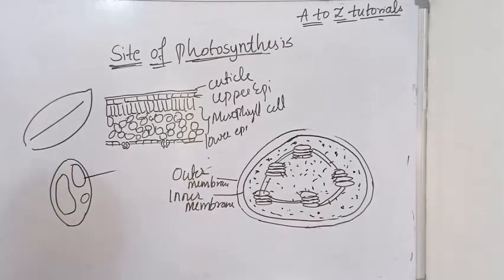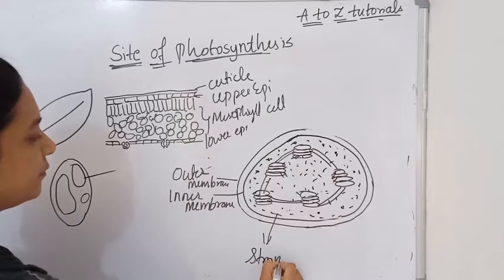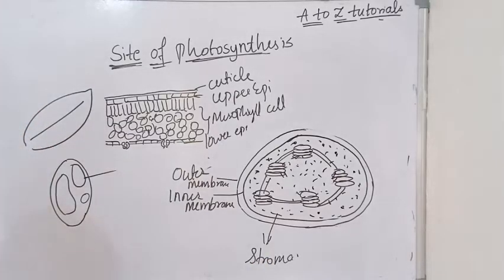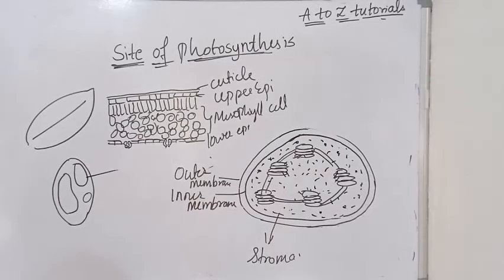Okay, this is filled with a jelly like substance that we call as what? The stroma. Okay, the chloroplast is filled with a jelly like material known as what? The stroma.